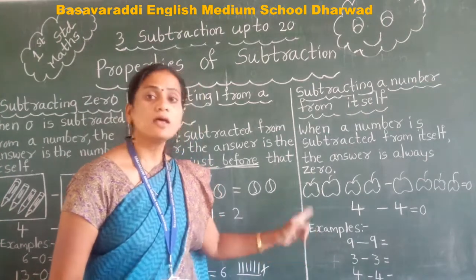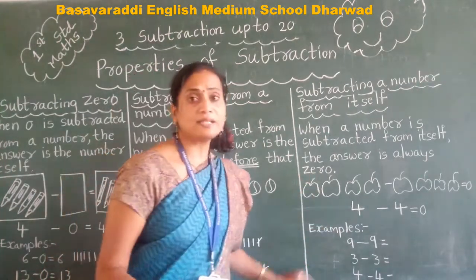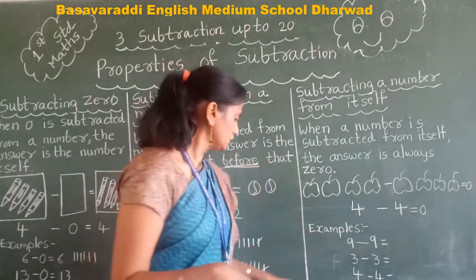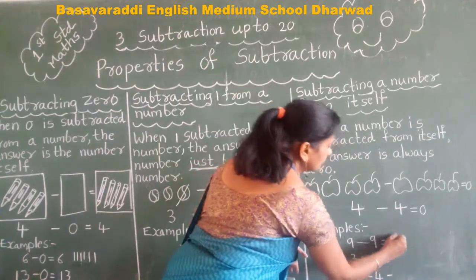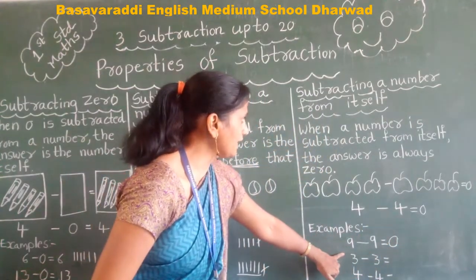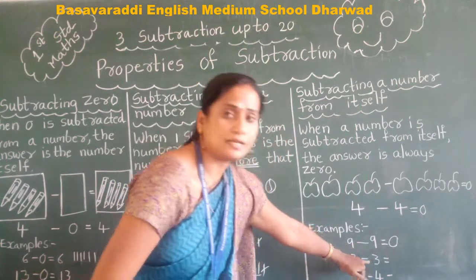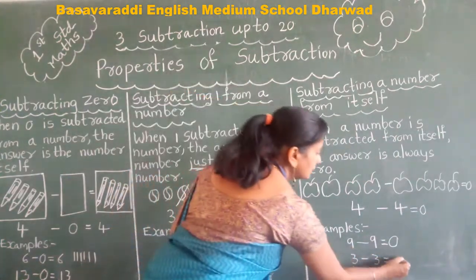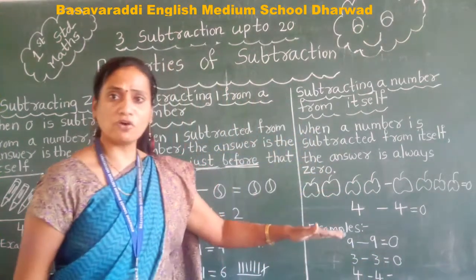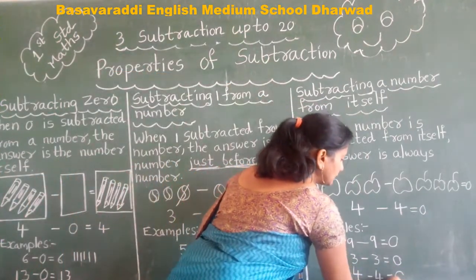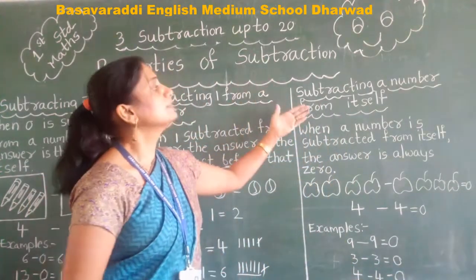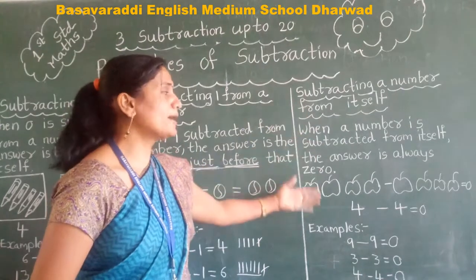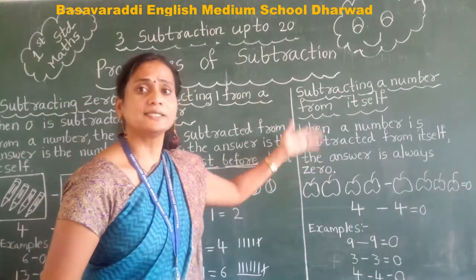Example: 9 minus 9. See here, 9 minus 9. Then the answer is 0, so we have to write down 0 only. 3 is subtracted from itself, the number itself. 3 minus 3, the answer should be 0. 4 minus 4, the answer is 0 only. We are subtracting a number from itself, so the answer is 0 only.